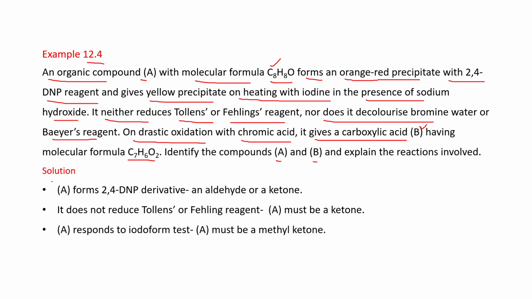Now, how can we write the answer? First of all, whatever hints are given in this question, we will try to find out the properties of that compound. Like A forms a 2,4-DNP derivative. It means A may be an aldehyde or a ketone. It does not reduce Tollens or Fehling reagent. It means A must be a ketone, because aldehydes will respond to Tollens and Fehling reagents. That's why it is not an aldehyde, it is a ketone. And A responds to the iodoform test, it means A must be a methyl ketone. Clear?